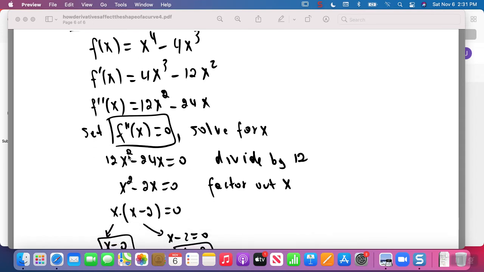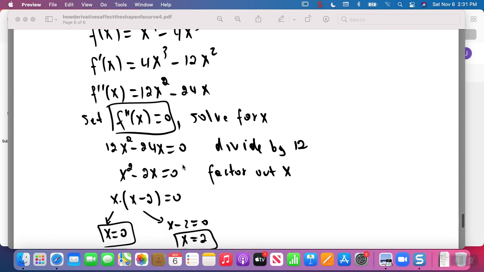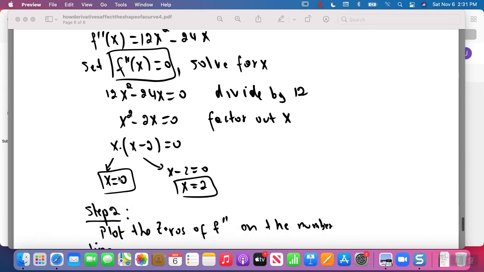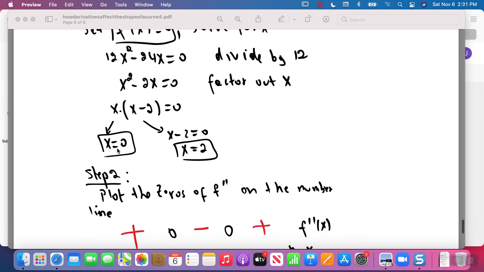So we have 12x squared minus 24x equals 0. We can divide this equation by 12. It gives us x squared minus 2x. We can factor out x. You get x times quantity x minus 2. We set x equals 0, and then we set x minus 2 equals 0. We get x equals 0, and then x equals 2. So what do we do with these numbers? This is where the second derivative is 0. The second derivative is 0 when x is 0, also when x is 2.